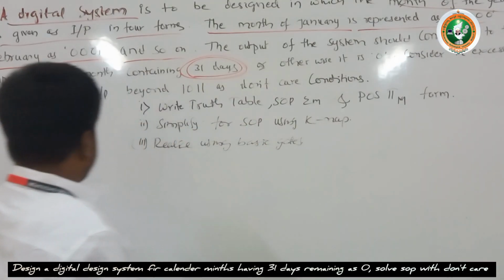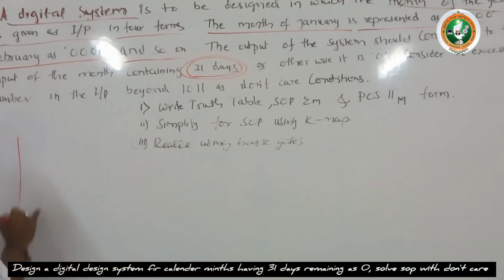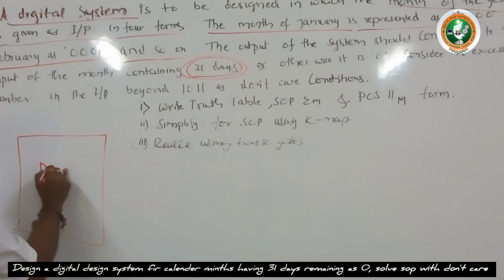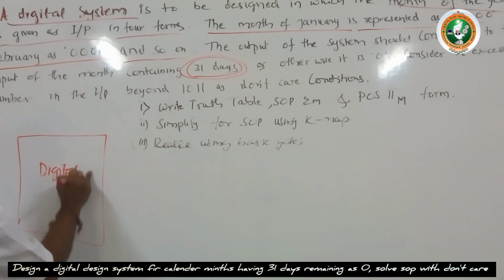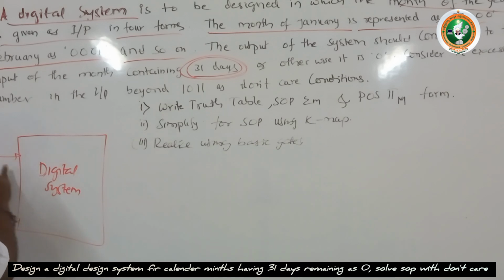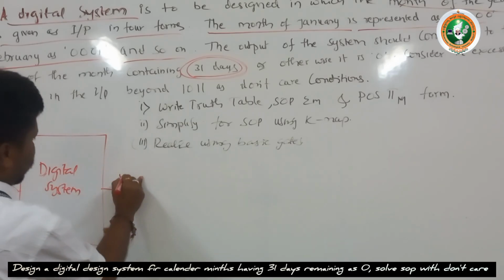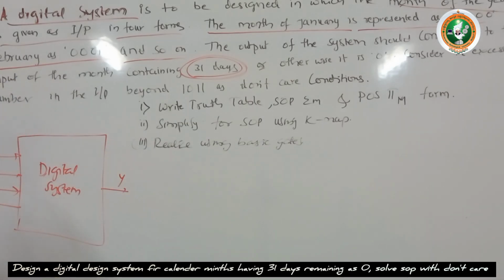Let us consider this digital system. How many inputs does it have? 1, 2, 3, 4. These are considered as A, B, C and D. The output is considered as Y. Let it be so. Look at this design, I have to design this system.